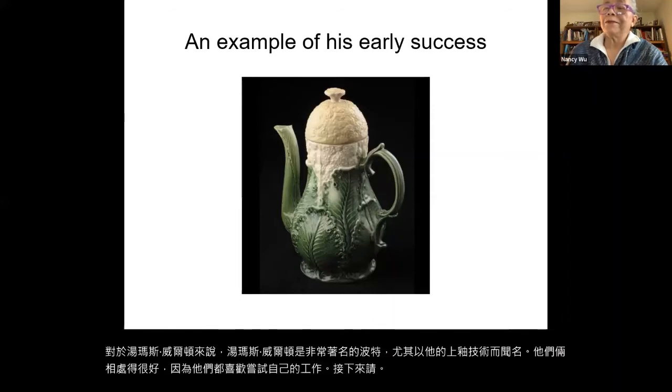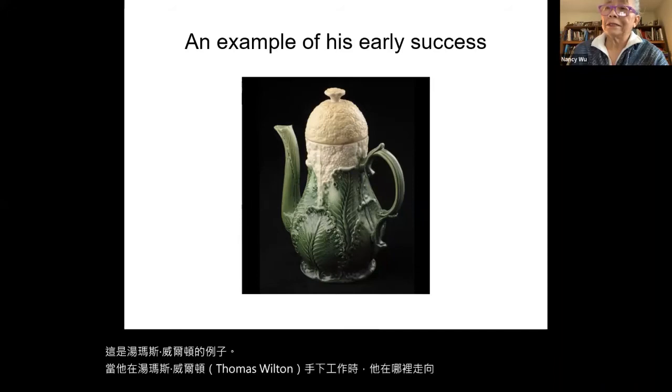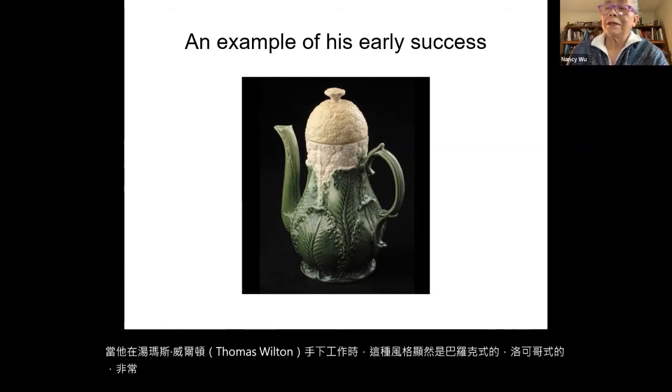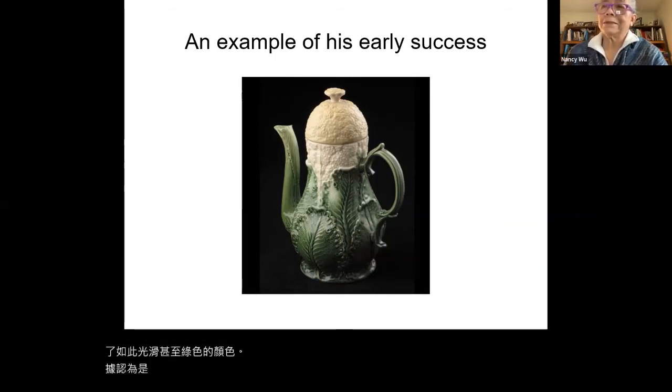And this is an example of Wedgwood's product when he was working under Thomas Wilton. This style was distinctly Baroque and Rococo, very ornate. The green glaze in those days was blotchy, but for Josiah and Wilton to come up with such a smooth, even green color was considered a big accomplishment. Okay, next, please.